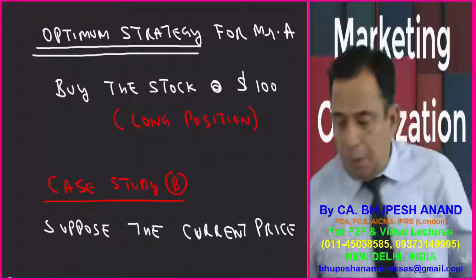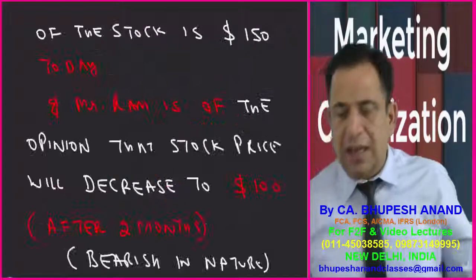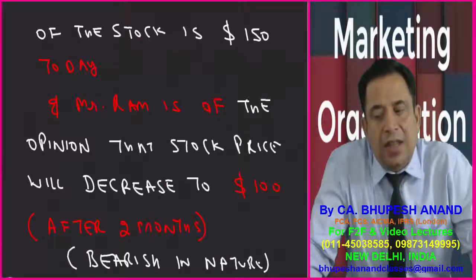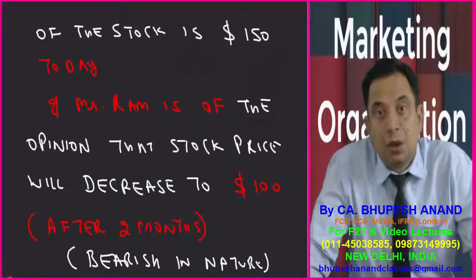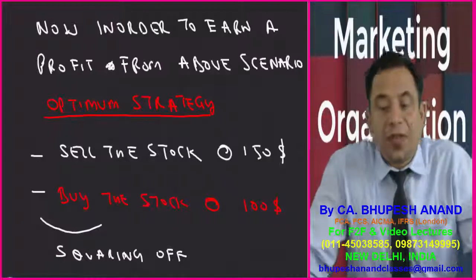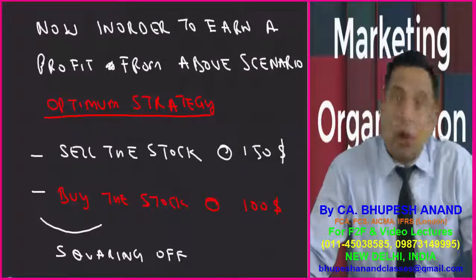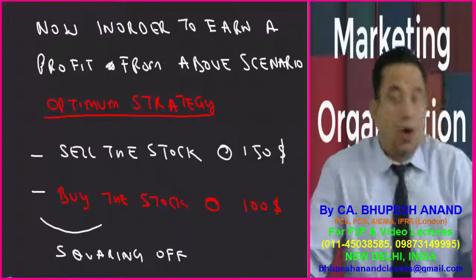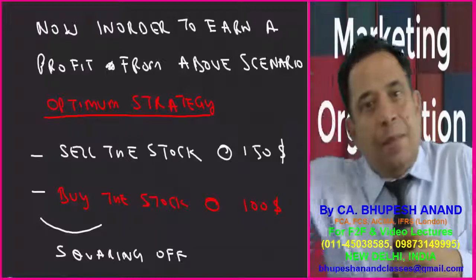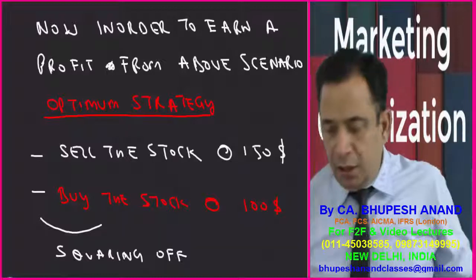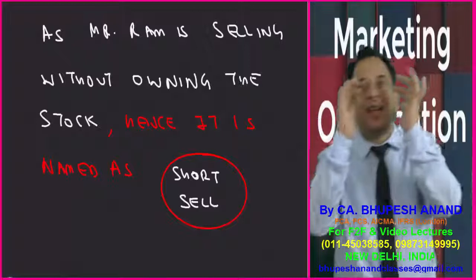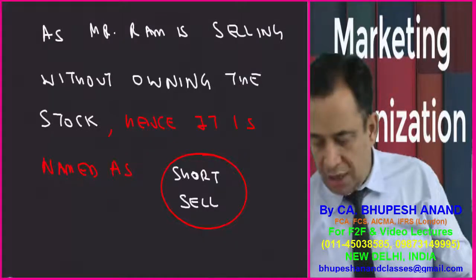Case study number B. Suppose the current price of the stock is $150 and Mr. Ram is of the view that the stock price will decrease to $100, bearish in nature. So in this case, he will go into a short position. In order to earn a profit, the optimal strategy will be to sell the stock by borrowing from the broker, or have an agreement to sell or deliver the asset later, and buy the stock. If he is selling by borrowing from the broker, then this strategy is named short sell.